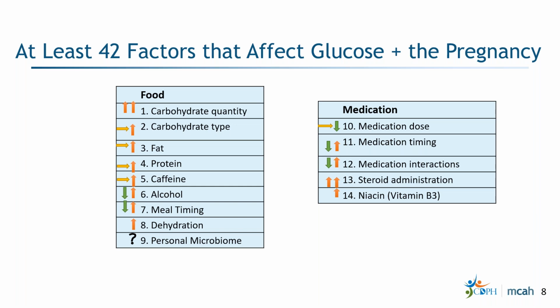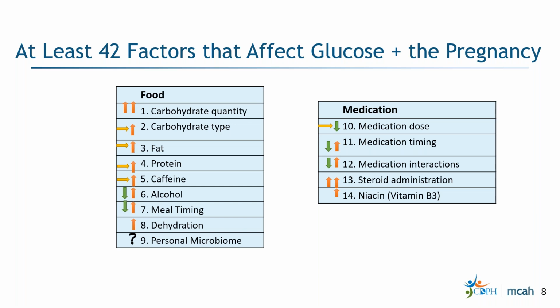Because when we're monitoring and making adjustments, we need to keep these 42 factors in mind to figure out what could be the possible cause of the elevation or the lowering, and what then would be the solution. It really is like a puzzle. And you'll note on here that some of the arrows go up and down, so some things can have more than one effect.